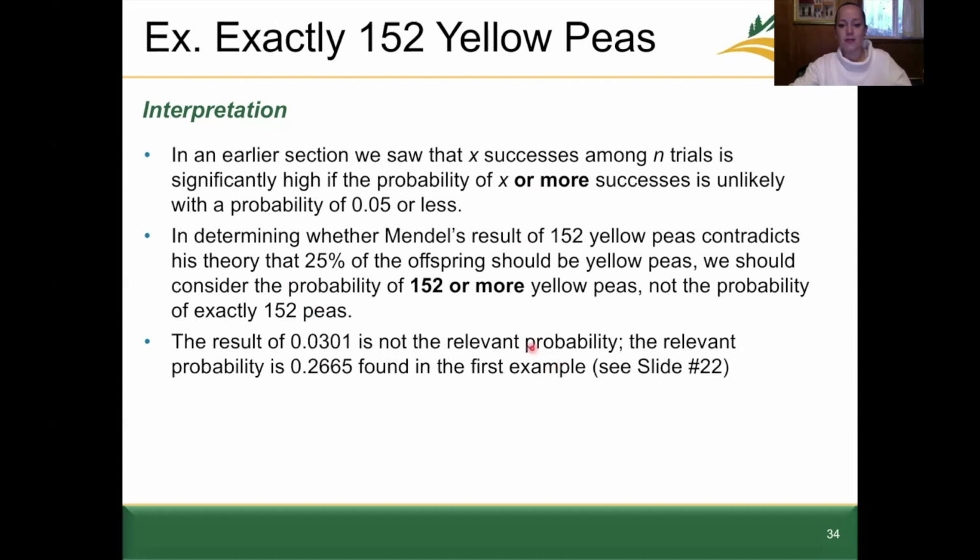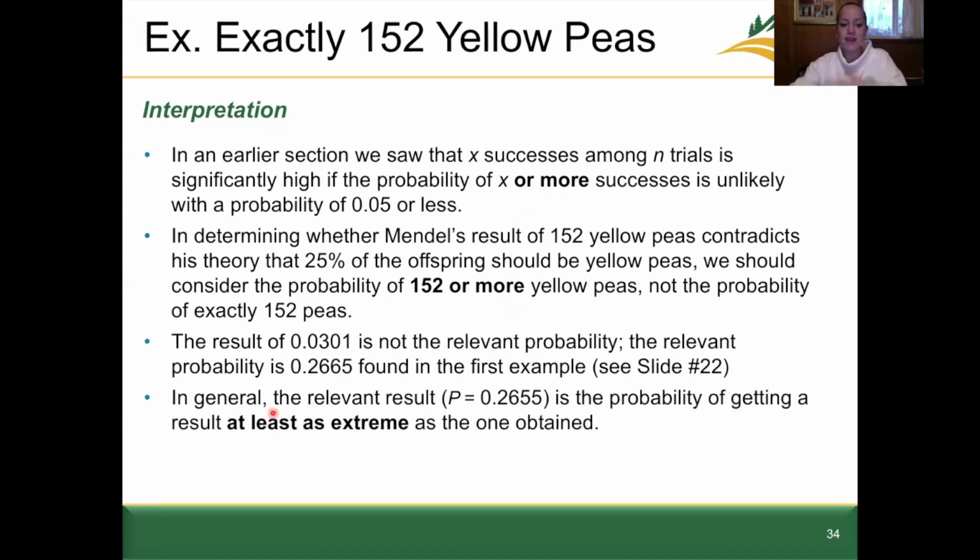Specifically, it's not the relevant probability when we're asked about significance, where we need a probability of X or more. The relevant probability for this question of significance is 0.2665. That was found in the first example we went through. So generally speaking, the relevant result where we got that probability value of 0.2665 is the probability of X or more, the probability of getting a result at least as extreme.